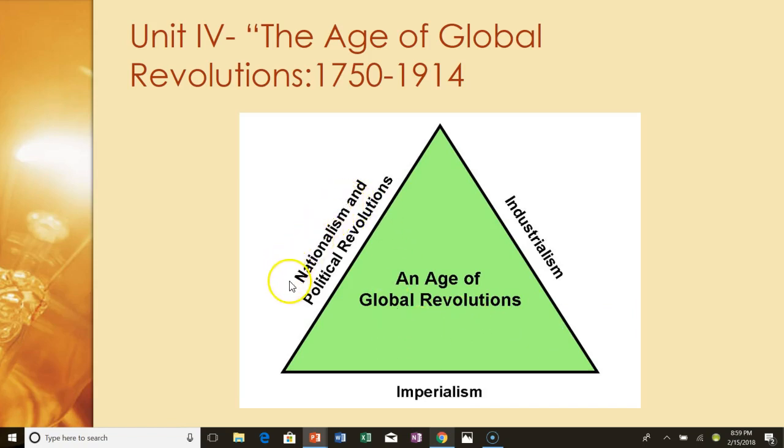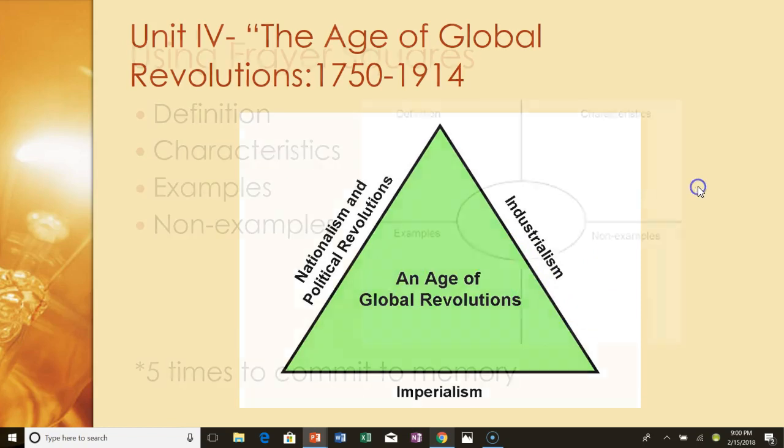And the four big areas: nationalism, the rise of modern countries, how did they emerge? Political revolutions, changes in politics, revolutions in politics, the Industrial Revolution, changes in industry, and people moving to cities and all that good stuff, and imperialism, the rise of these powerful nations colonizing smaller nations. And you put it all together, it's the Age of Global Revolutions.